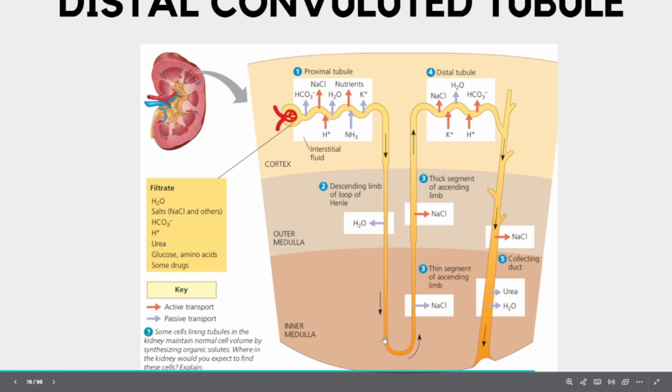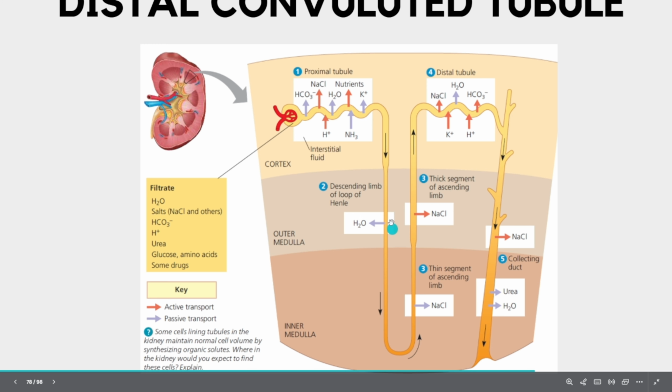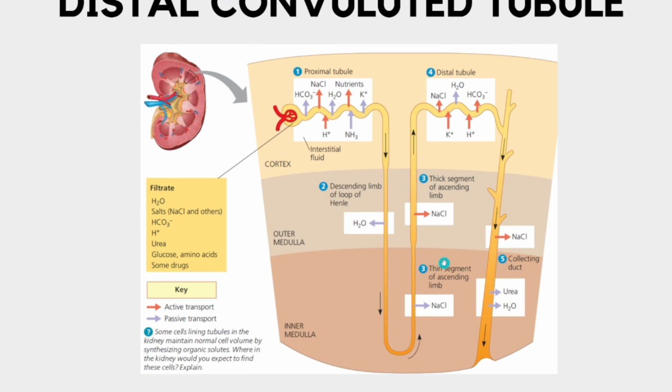So as a result, the filtrate loses water and increases its solute concentration along the journey down the descending loop. Meaning that your filtrate will become very highly concentrated as it goes along the descending part of the loop of Henle. Next, we will go through the ascending part.